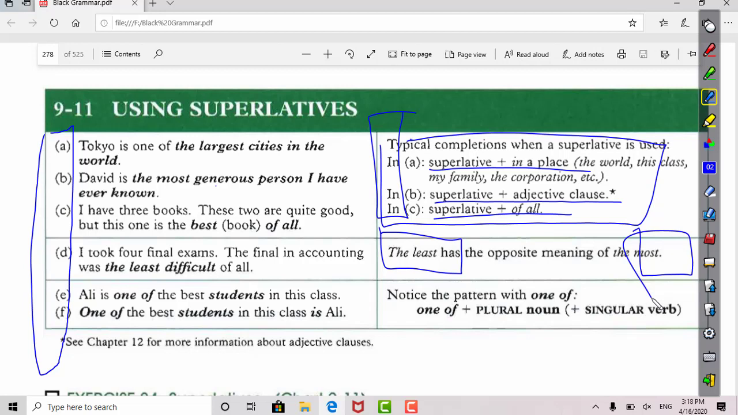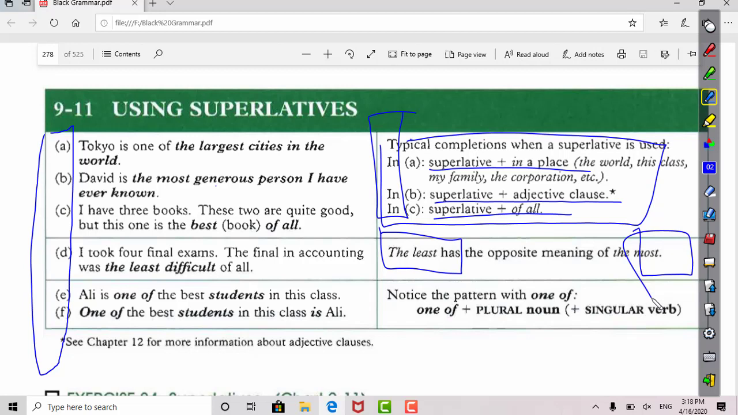This one seems like the easiest one, but we make it to be the least difficult. All right. This one is like the opposite of the most. We will say the least. All right. Yang paling mudah. Can we say the easiest? This one is a synonym as the easiest, something like that.